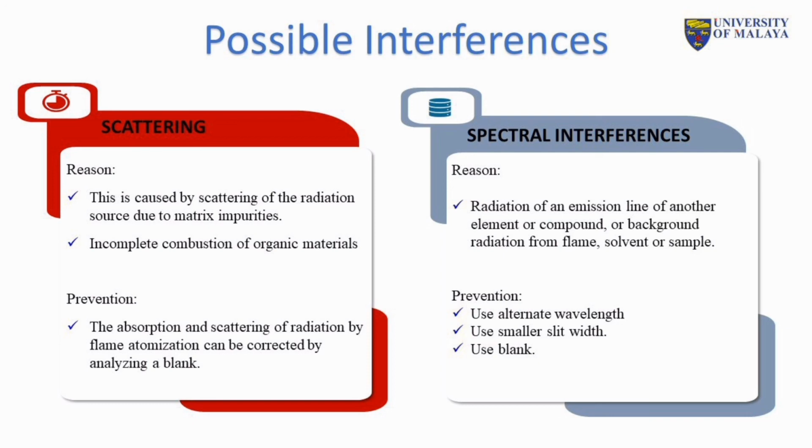discuss is the spectral interference, which is caused by radiation overlap of the absorption line due to the emission from another element or compound, and this usually can be from the flame, solvent or sample. So the prevention that can be taken to avoid spectral interference is the use of an alternate wavelength, a smaller slit width to limit the wavelength, and also the usage of a blank.